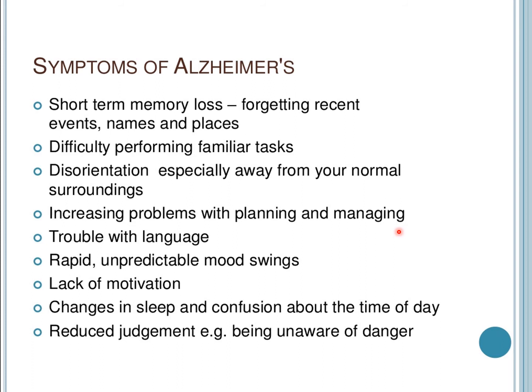So in this disease, it becomes difficult to manage and to plan things because the part that is involved in managing these things becomes disturbed, which is the cortex part of the brain. So due to this reason it occurs. And the other symptoms are trouble with language, rapid unpredictable mood swings, lack of motivation, changes in sleep, and confusion about the time of the day. Reduced judgment, for example, being unaware of the danger.